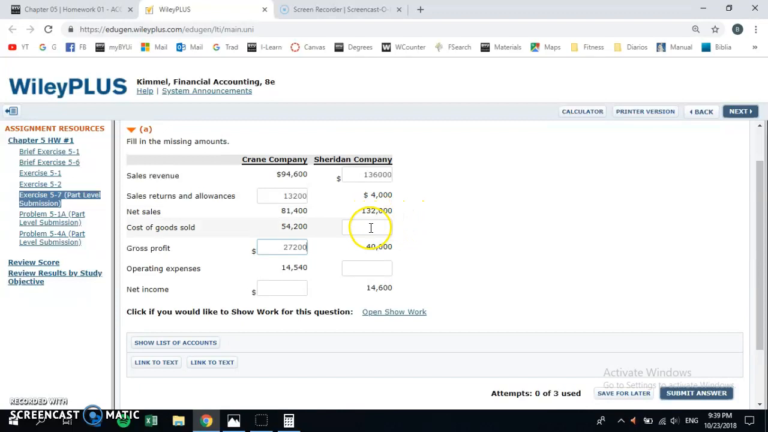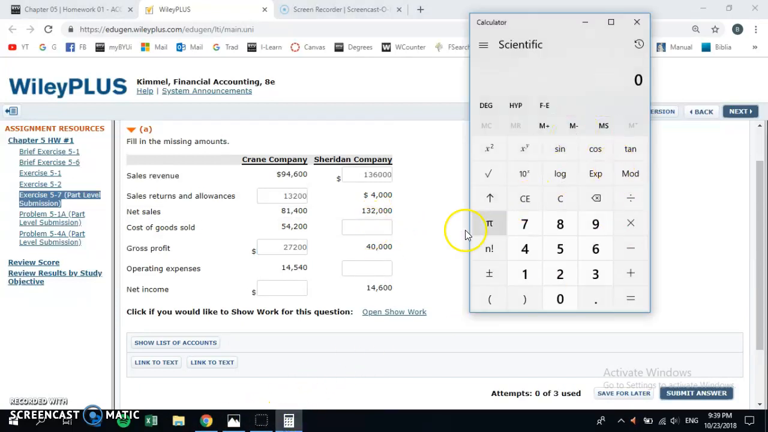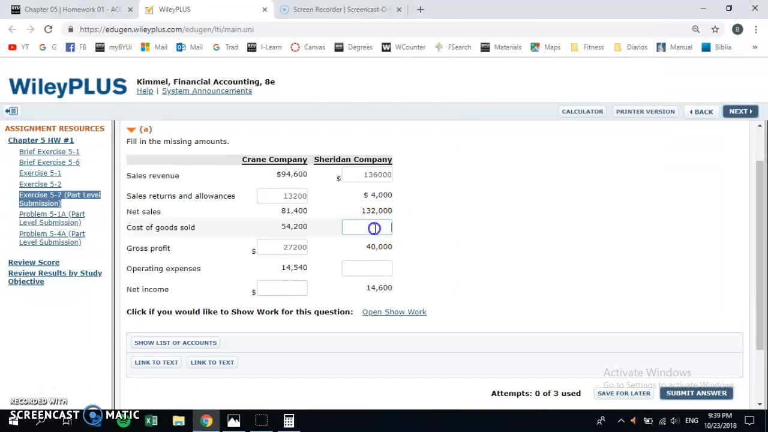Okay, and how do we calculate this? We know that 132,000 minus 40,000 equals 92,000. Okay, 92, that's correct.